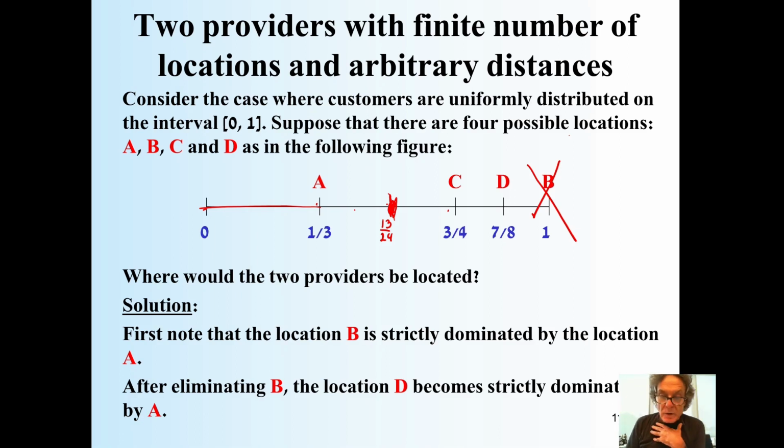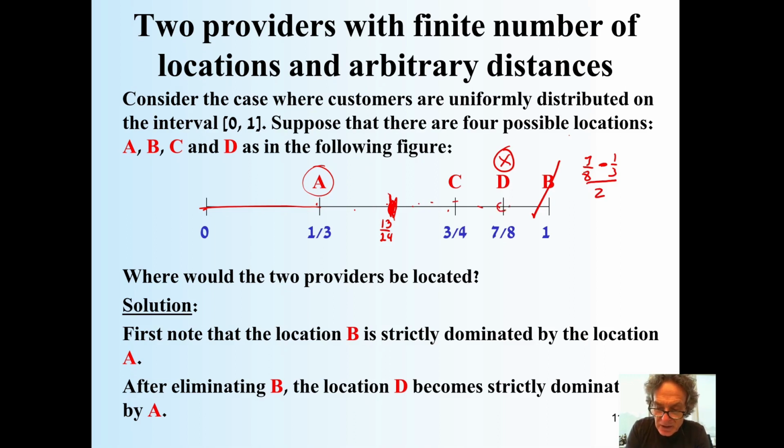Why? Let's see. Suppose that you are located here and I'm located here; I want to show you that I don't want to be at D. B is out. So what happens if I'm here? I'm better off moving to A again. Why? If you are located at A, how much do I get? I'm getting half of the distance from 1/3 to 7/8. So what is it? From 1/3 to 7/8, and I'm getting only half of it. So 7/8 minus 1/3, divided by 2. This is how many will come to me.